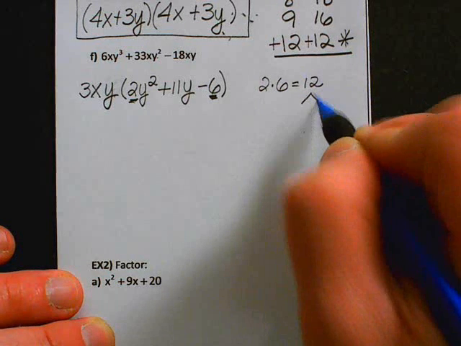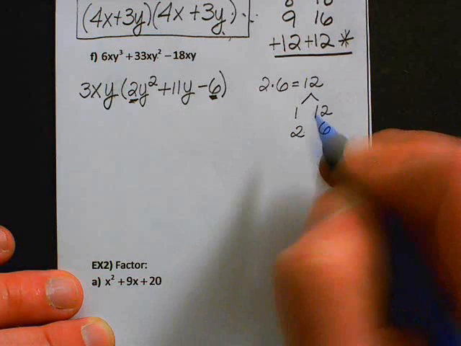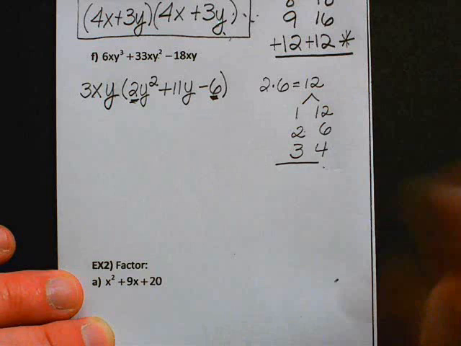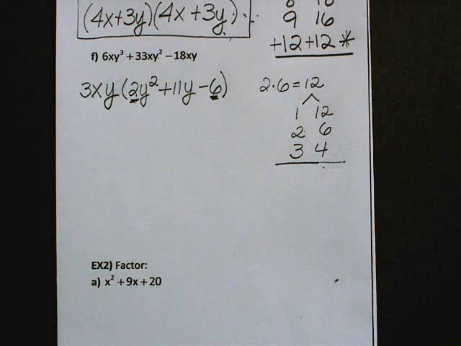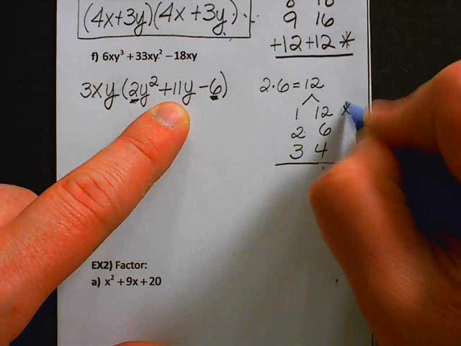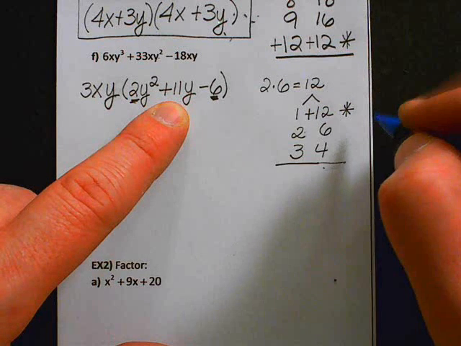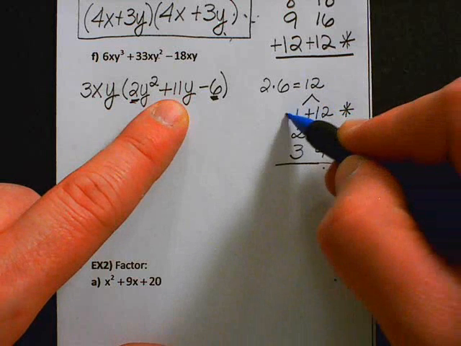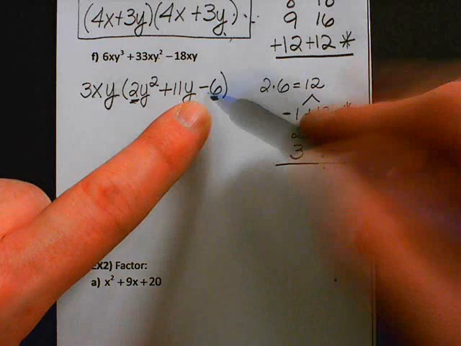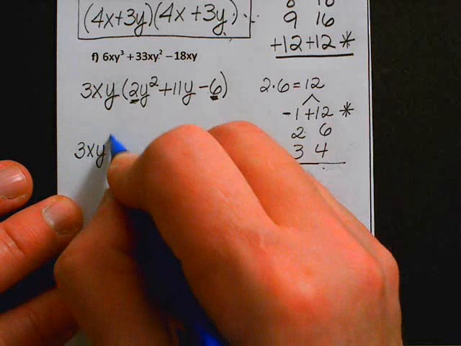The numbers that give me 12 are 1 and 12, 2 and 6, 3 and 4, and that's it. So one pair will give me 11. So it'll be 1 and 12. Because 11 is positive, 12 will also be positive. And to give me 11, the 1 has to be a negative. And final check, a positive times a negative, does it give me a negative? Yes, it does.